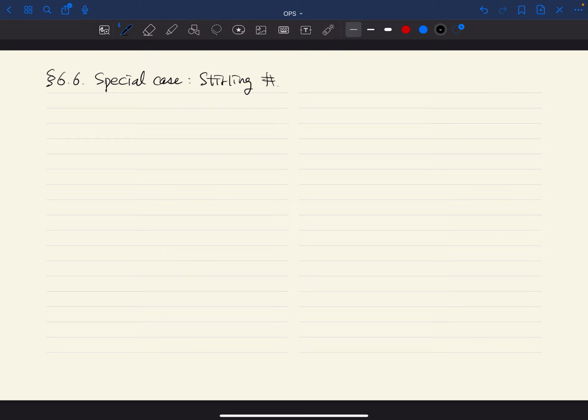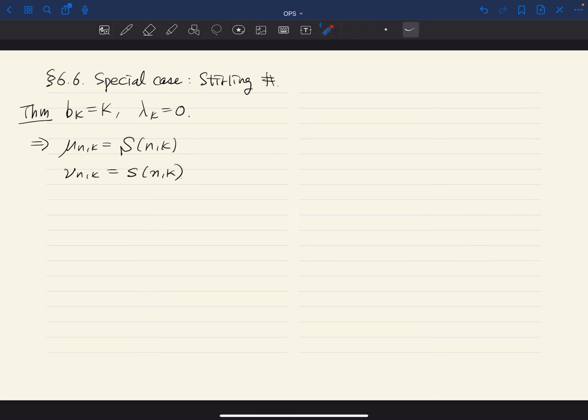So we will consider this case, b_k equals k, lambda_k equals 0. And the theorem is, let me just write down the theorem. If this, then mu_{n,k} is the Stirling number of the first kind, and nu_{n,k} is a Stirling number of the second kind. We have a sign here, if you remember. This is always non-negative, and this has a plus or minus sign.